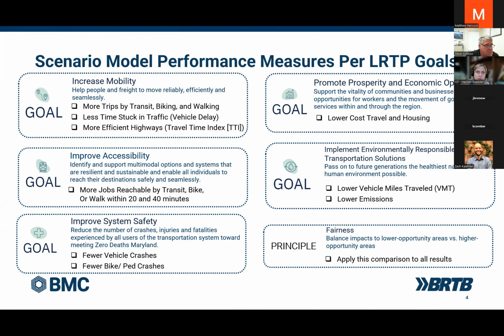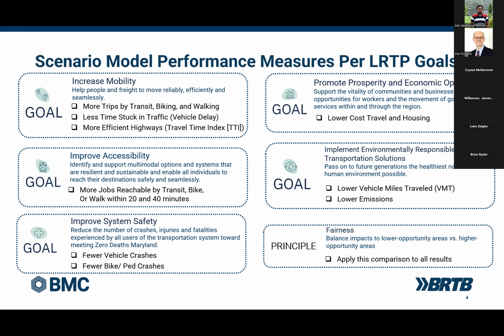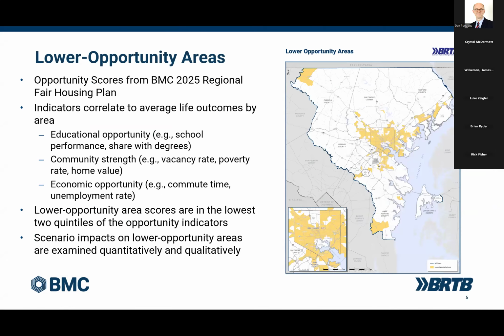The performance measures that we developed for these scenario evaluations, the outcomes we were looking at, all relate to the long-range plan goals. So everything from mobility and accessibility type measures to safety and environmental measures. Those all are fairly normal, standard measures that we often look at in transportation planning.